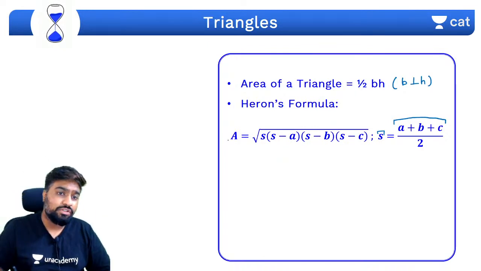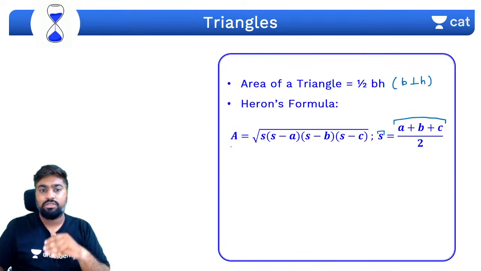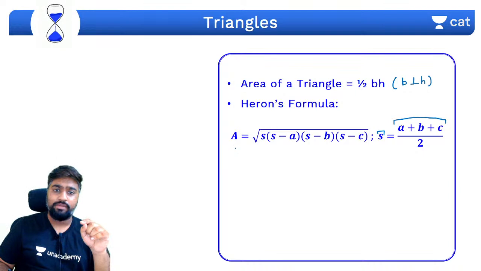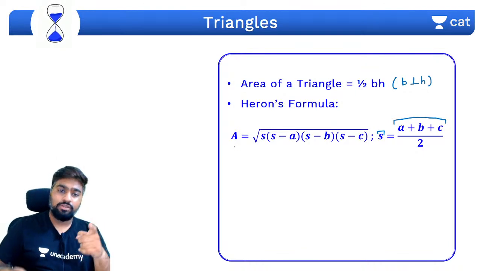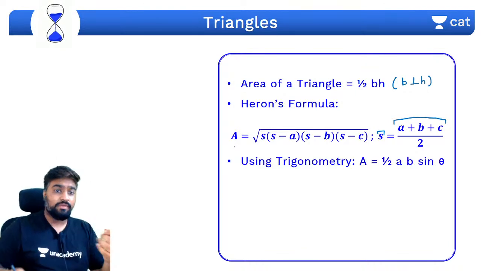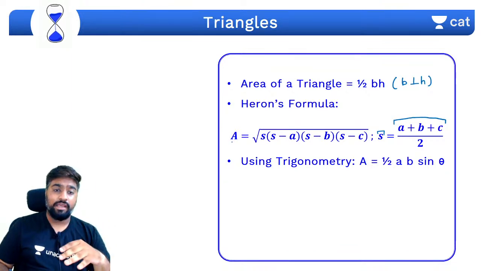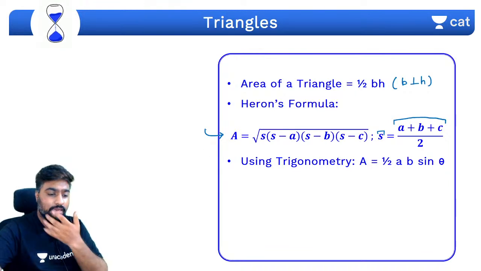Extremely useful. You will be using this not just in geometry and mensuration, you will also be using Heron's formula in coordinate geometry. So it's very important that you know this. And using this you can find out the area of any given triangle, be it isosceles, scalene, right, equilateral, any triangle. You will get the area of the triangle using Heron's formula.